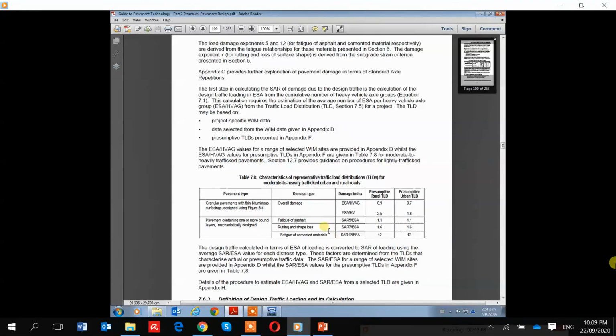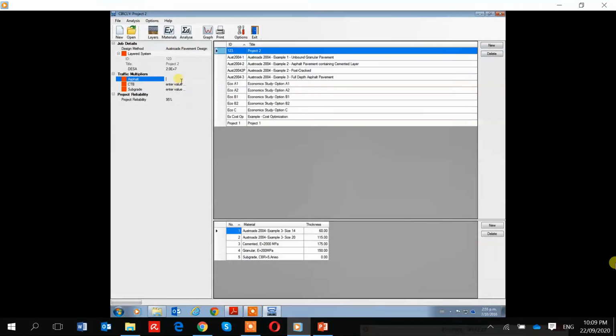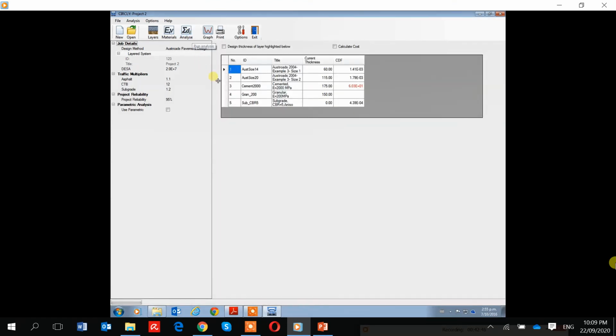distribution factors. So for the asphalt it is 1.1, for the rutting and shape loss, which is the subgrade, it is 1.6, and for cemented material it is 12. If you have any other data, for example the WIM data, or data selected from the WIM data, you could use them. So I'm going to use the asphalt value 1.1, and for the cemented material 12. And for the subgrade 1.2. And I'm going to run it by clicking analyze.